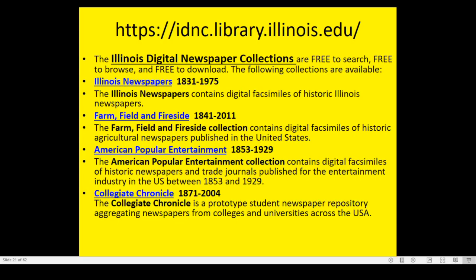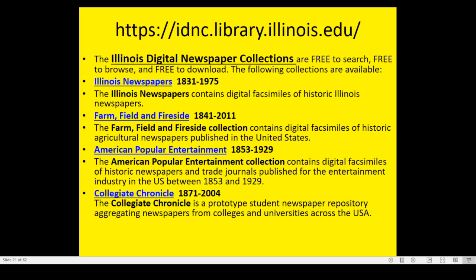Okay, this one here is the Illinois digital newspaper collection, and it covers roughly 1831, that's the beginning, through 1975, but there are also Farm, Field, and Fireside from 1841 to 2011. So if your family were farmers, that's the one you want to look at. This one here, American Popular Entertainment, unless you're looking for Bruce Butterfield when he took tap dance lessons, you're not going to find too much in there. But Bruce, you may want to look at that one.